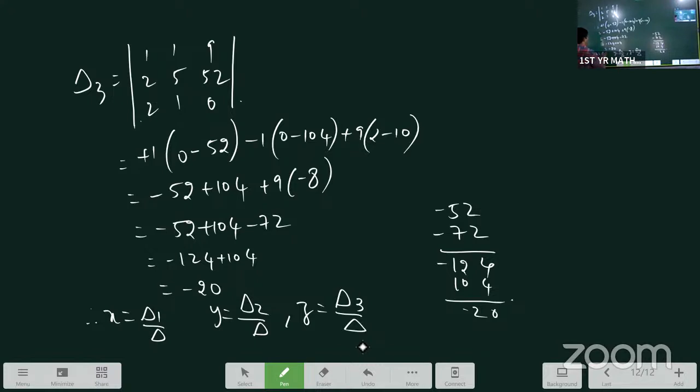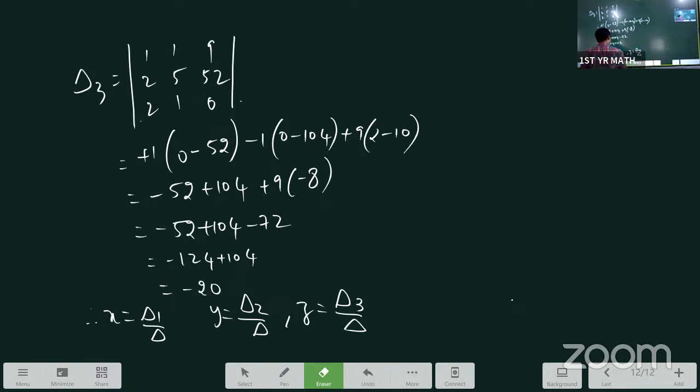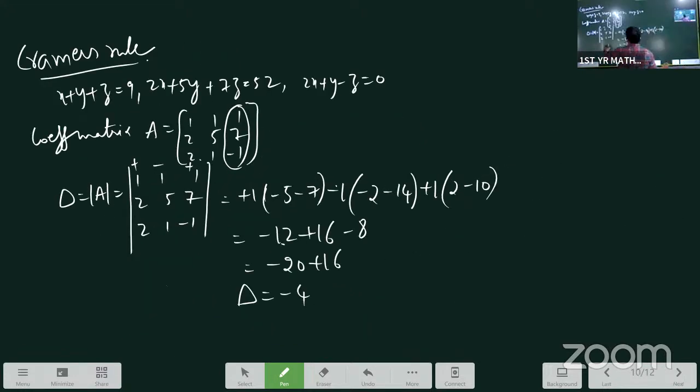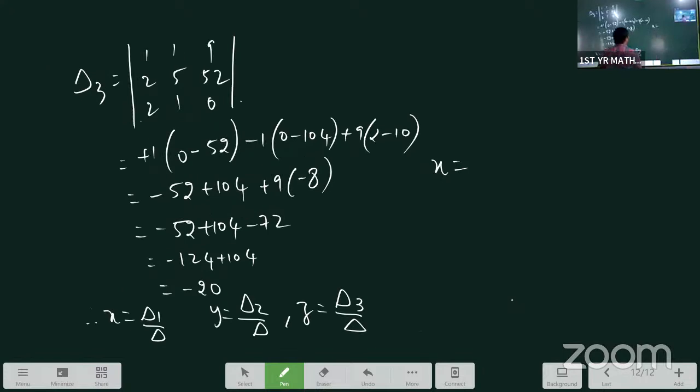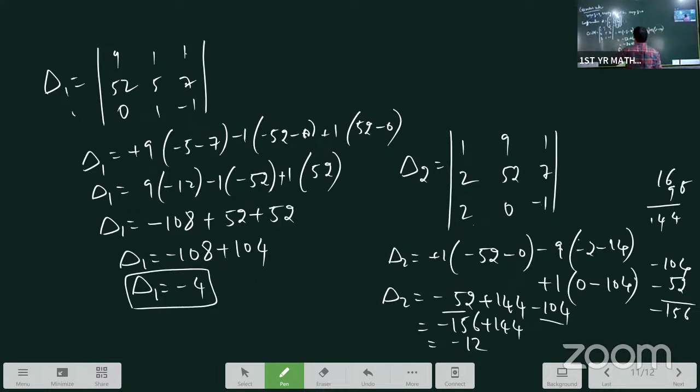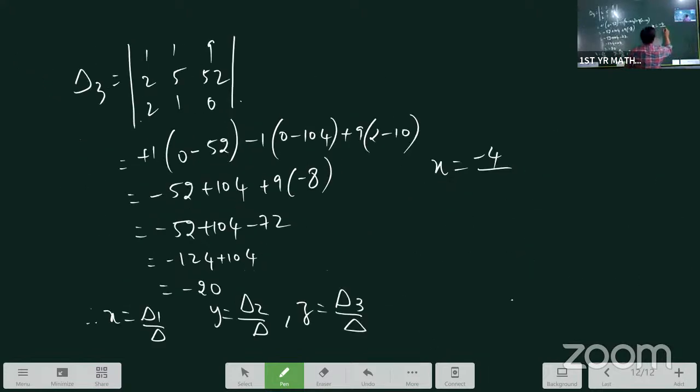Okay, what is that now? See, I can't change the page. I will make the calculation here itself. What is your delta 1? Del x is nothing but delta 1. What was your delta 1 actually? See, your delta 1 is minus 4. Delta 1 is minus 4 divided by, your delta was also minus 4 only, no? Your delta is also minus 4. That is nothing but x equal to 1.